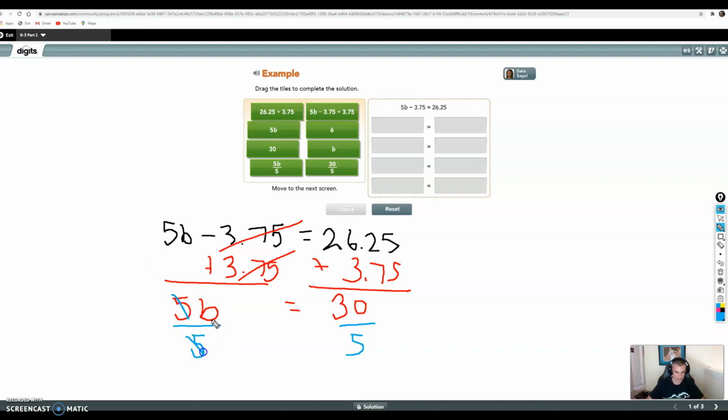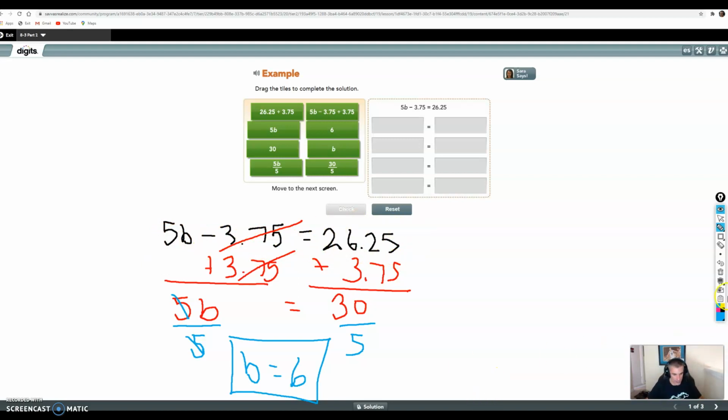All right, these are going to cancel over here, and I'm left with just my b, and 30 divided by 5 is equal to 6. Okay, again, you can plug 6 in here to check your answer. Multiply it by 5, you would get 30, and then 30 minus 3.75 would, in fact, give you 26.25.